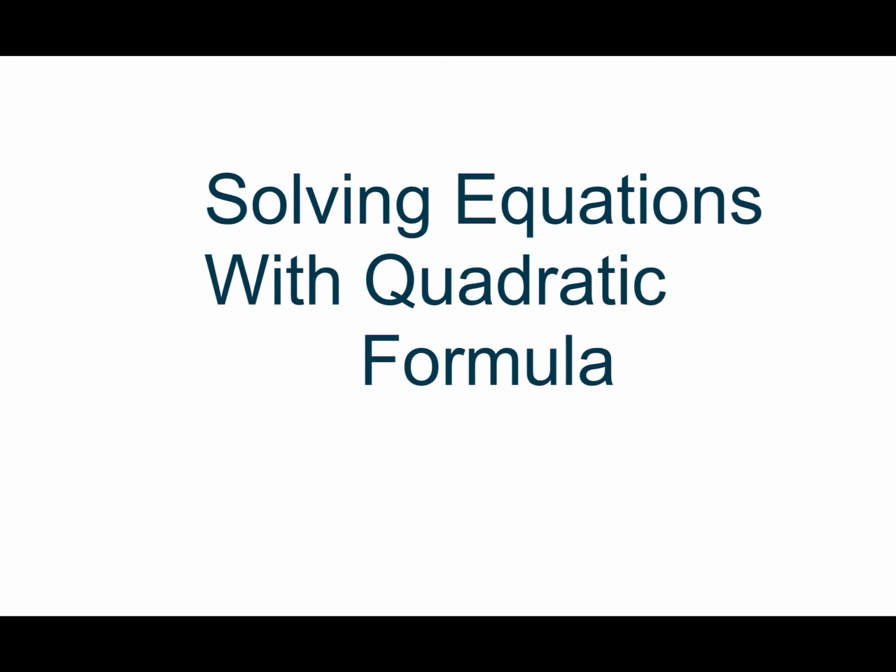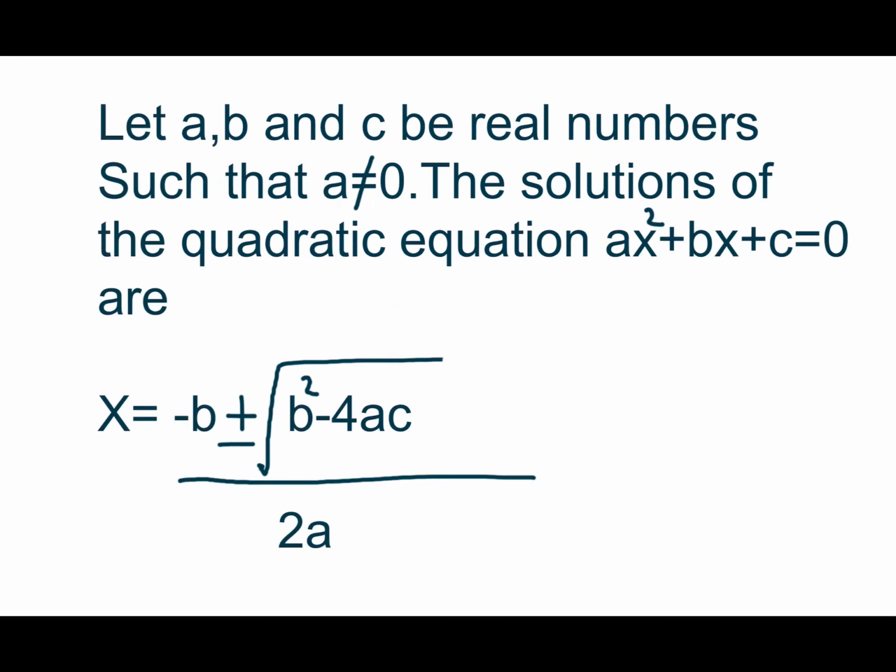Welcome. Today we will be learning solving equations with the quadratic formula. Let a, b, and c be real numbers such that a is not equal to 0. The solutions of the quadratic equation ax squared plus bx plus c equals 0 are x equals minus b plus or minus the square root of b squared minus 4ac, divided by 2a.